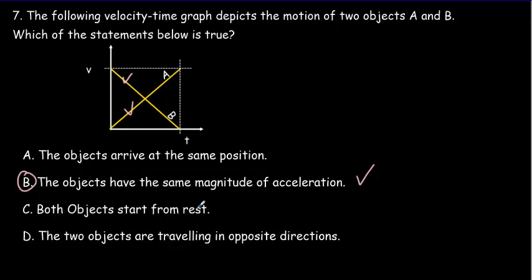Both objects start from rest. No, this object B here starts with considerable speed. And the two objects are traveling in opposite directions. No, they both have positive velocities. A negative velocity would be down below the axis.